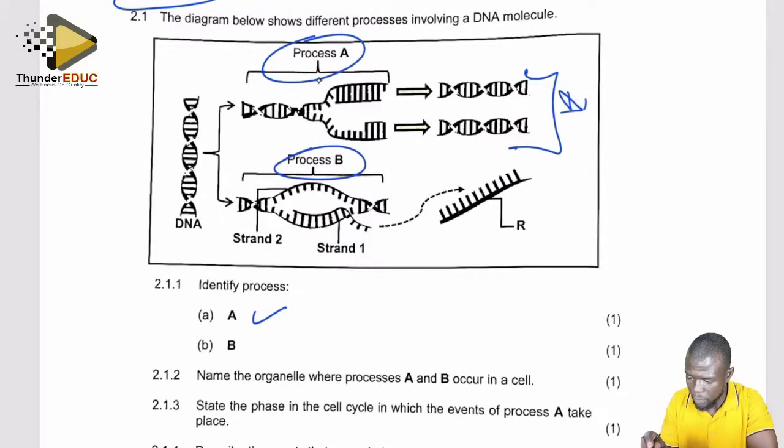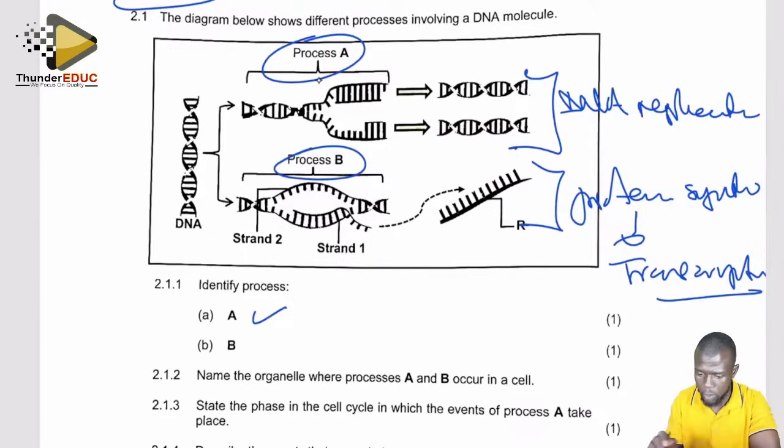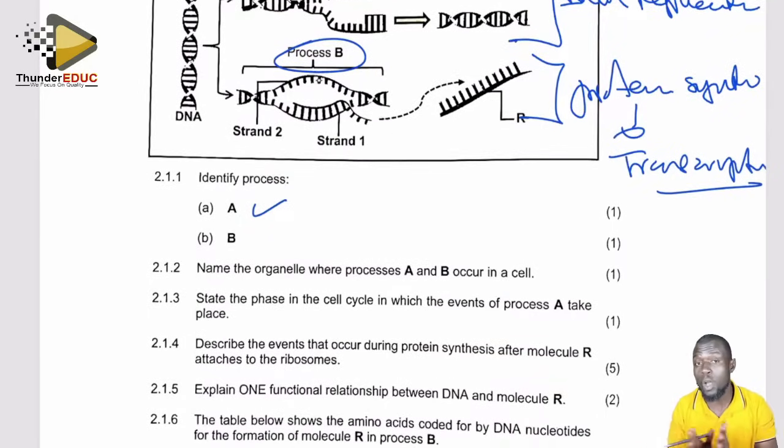While process B, we see this is protein synthesis. Basically, we see that this is transcription. So process B is transcription, while process A is DNA replication. We can ask you: what's the difference between transcription and translation? What are the similarities between transcription and DNA replication? They can ask you the similarities between DNA replication and transcription.